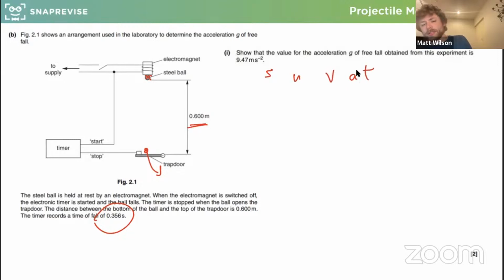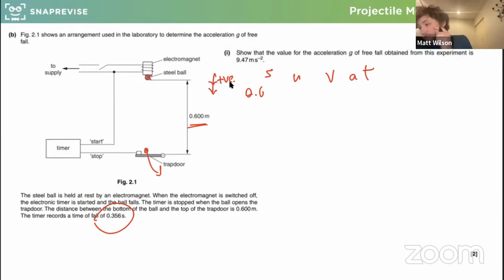We're going to assume constant acceleration. And then let's look at what we've got here. Do we know the displacement? Yes, we know the displacement is 0.6. Now notice, what direction have I chosen to be positive here? We began at the top, we finished at the bottom. Therefore, I have chosen here for the displacement for positive to be downwards.